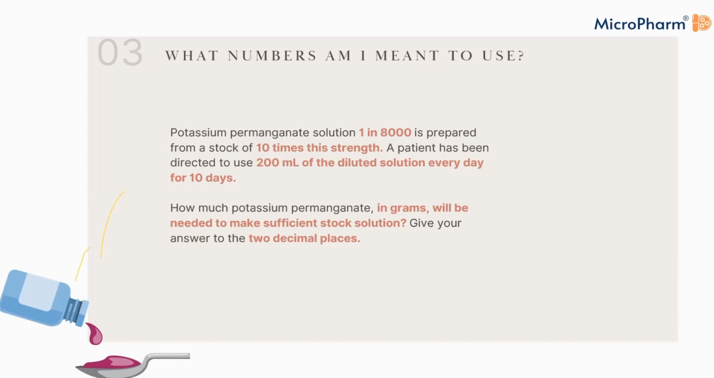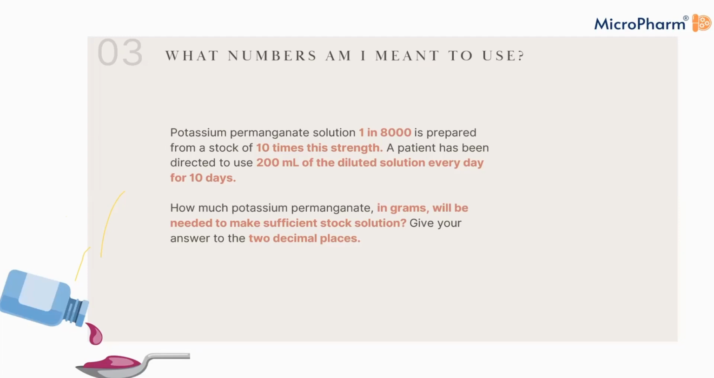So well done. Now, potassium permanganate solution 1 in 8,000 is prepared from a stock of 10 times this strength. Now, that's something to also remember because concentrations is one of the areas that you're likely to be examined on in your registration assessment. When we say that this 1 in 8,000 is prepared from a stock 10 times this strength, this means that the 1 in 8,000 is the diluted solution that the patient is using.